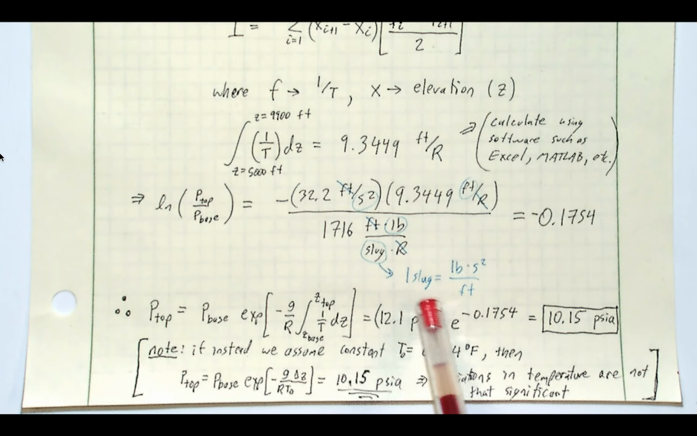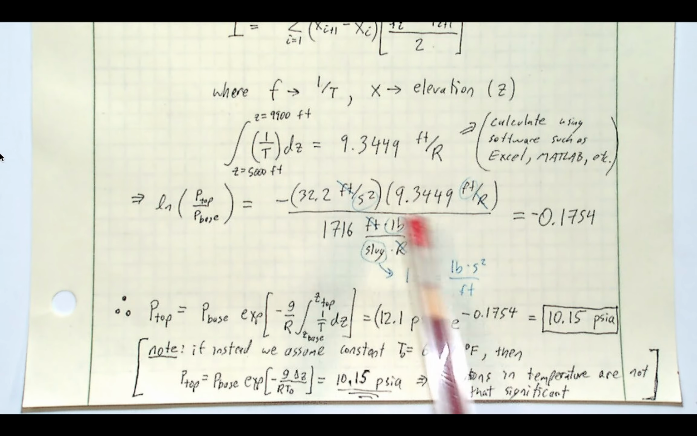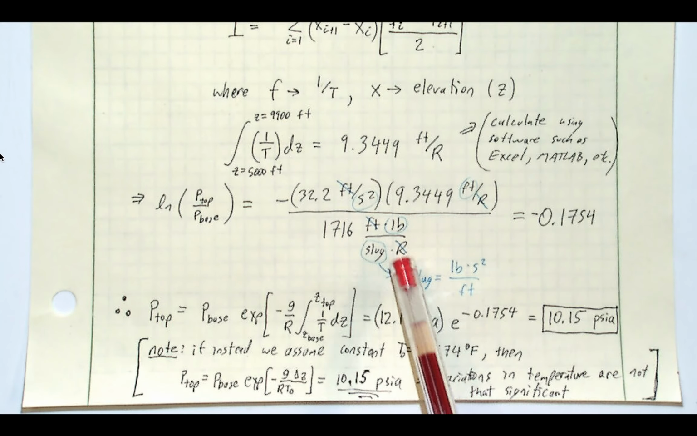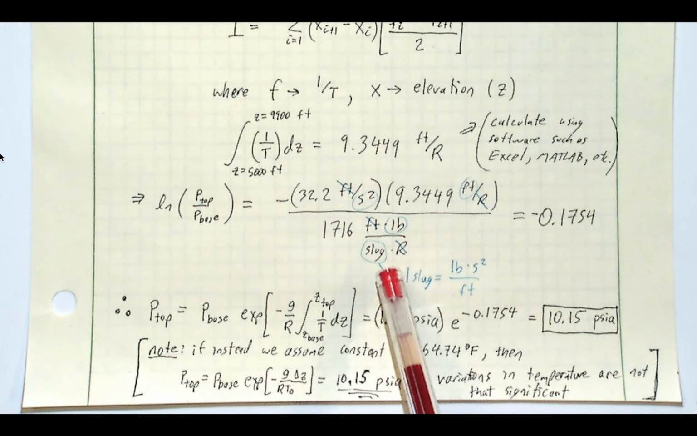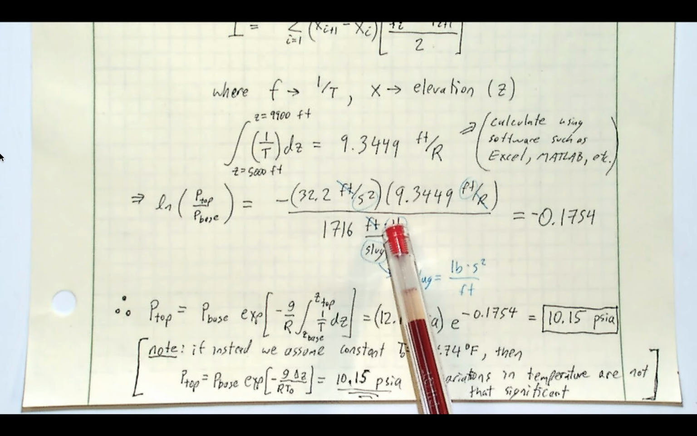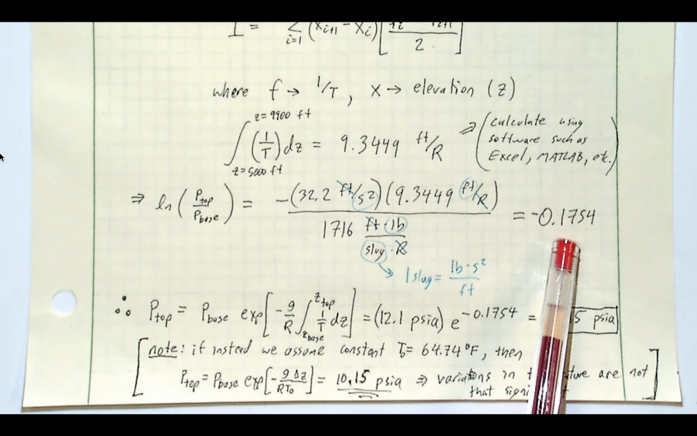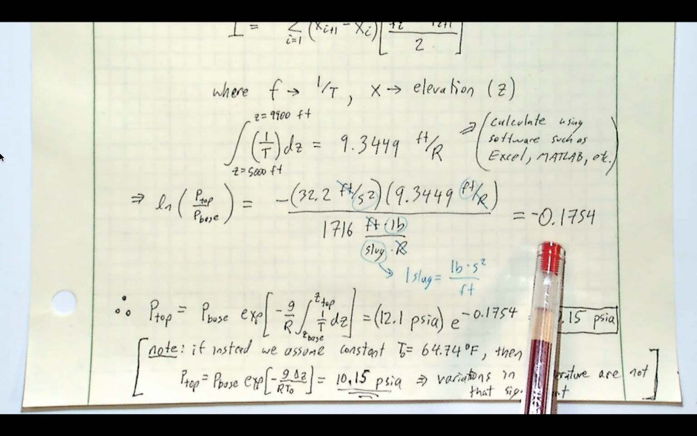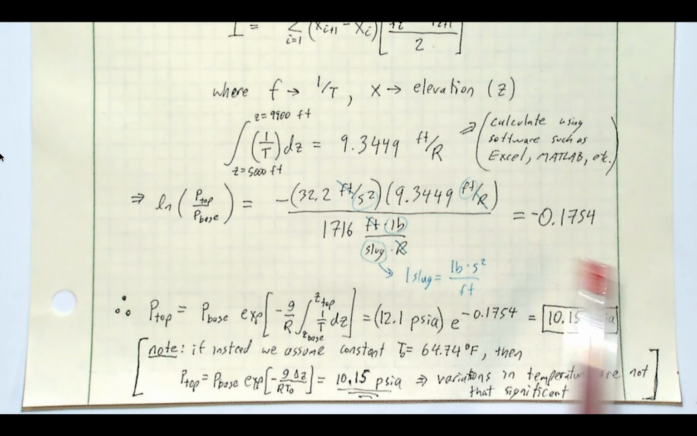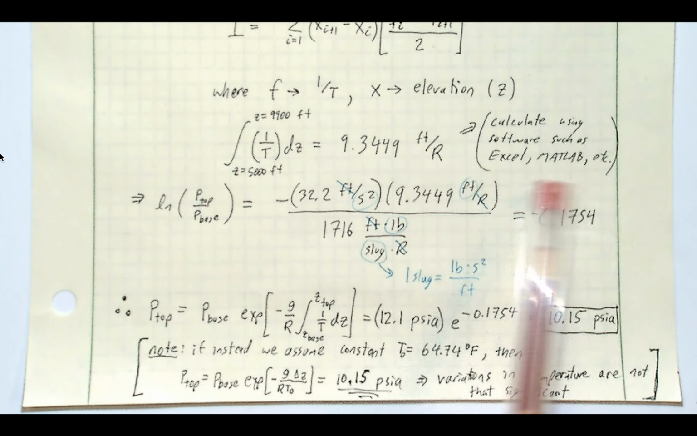Reminding that a slug is a pound second squared per foot, and running through our units, feet cancels, Rankine cancels, and our slug, pound second squared per foot, cancels this pound second squared per foot. This is something to pay attention to whenever you have a natural log. It had better be unitless. So there's no units left over.